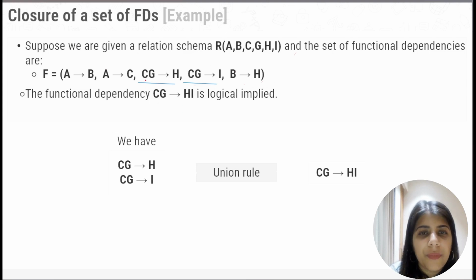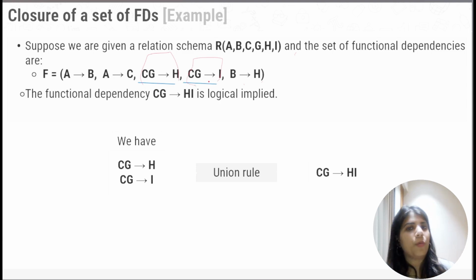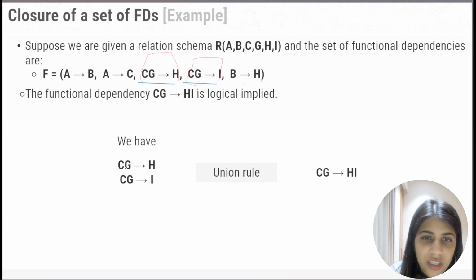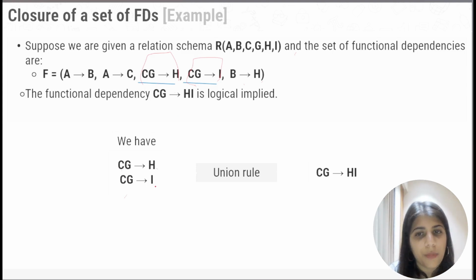Same example here. One more thing you may notice here: CG can determine H, CG can also determine I. So here you can see the union rule. We have CG which can determine H, CG which can determine I. So we can union that CG can determine HI together.